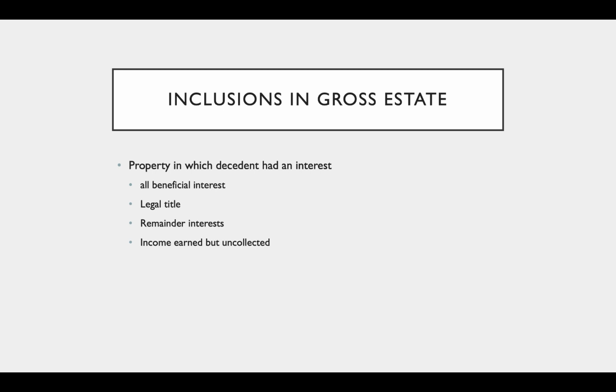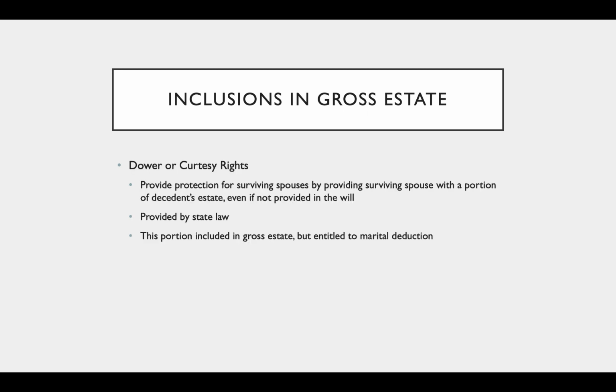So property in which the decedent had an interest includes all beneficial interest, legal title, remainder interest, and income earned but uncollected. It also might include dower or curtsy rights. These rights provide protection for a surviving spouse by providing the surviving spouse with a portion of the decedent's estate, even if it's not provided for in the will.